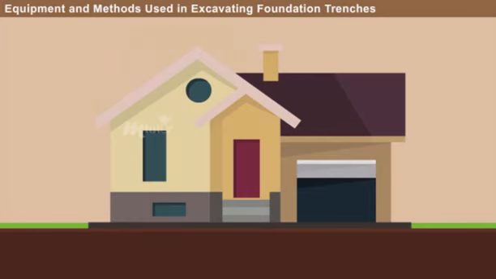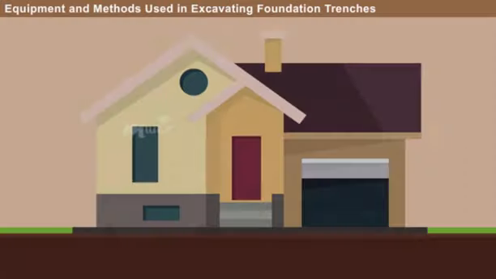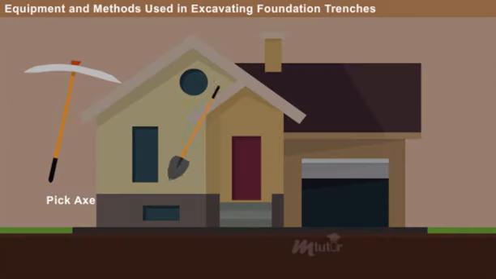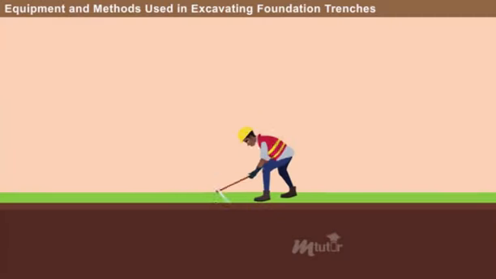Equipment and methods used in excavating foundation trenches. For small buildings, excavation is carried out manually with pickaxes, shovels, spades, wheelbarrows, etc. Picks are used to dig up the soil.